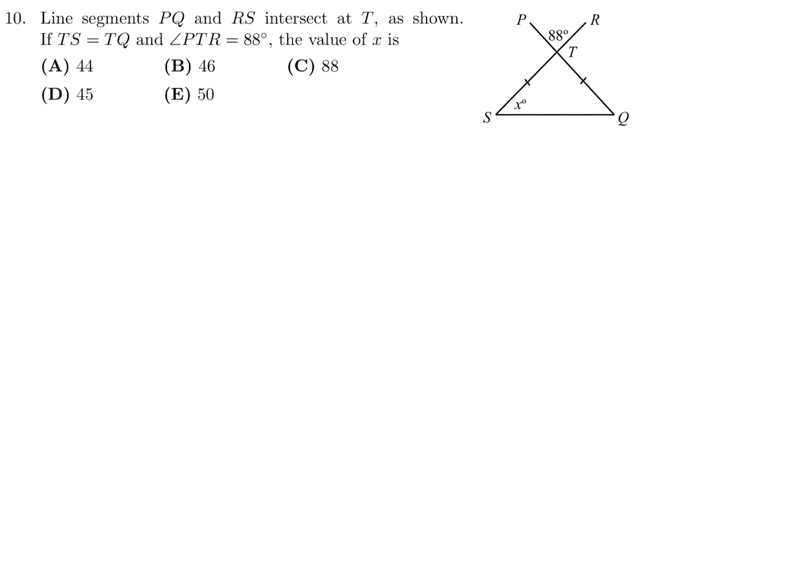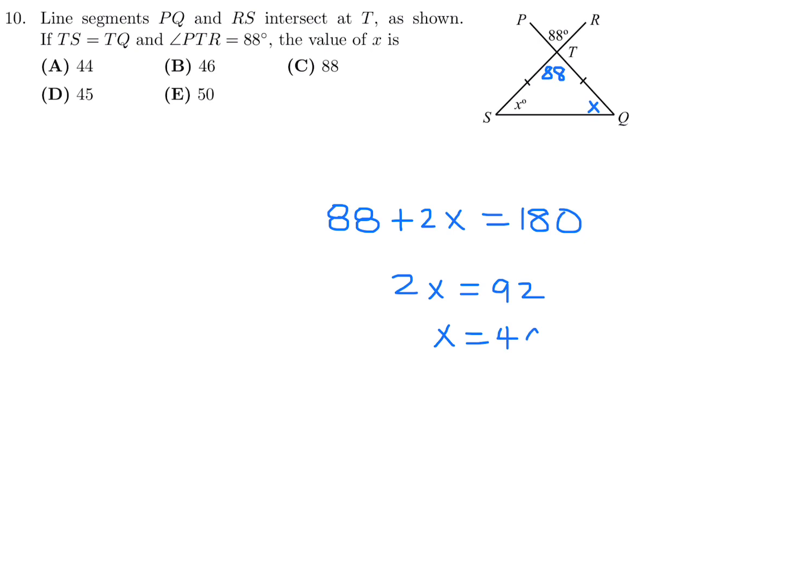Line segments PQ and RS intersect at T, as shown. If TS is equal to TQ and angle PTR is 88, what is the value of x? Well, by opposite angles, this angle is also going to be 88. And then since this is an isosceles triangle, those two sides are the same, this is going to be x. So 88 plus 2x is equal to 180, since all the angles add up to 180. So 2x is equal to 92, and therefore x is equal to 46. So number 10, the answer is B.